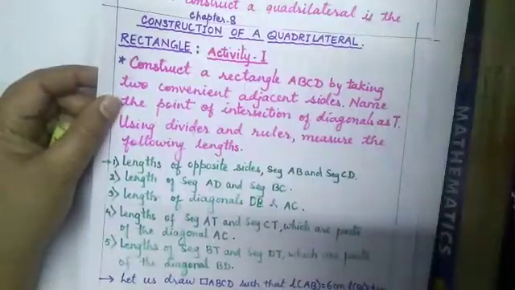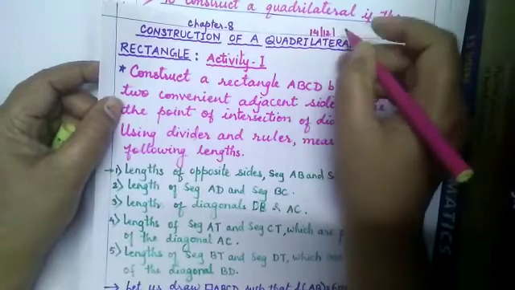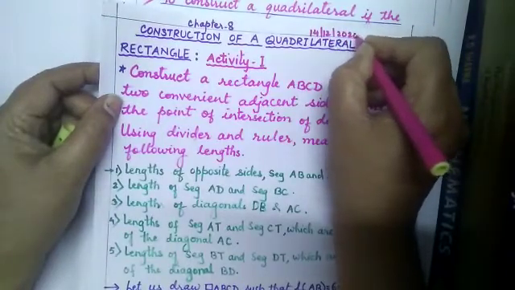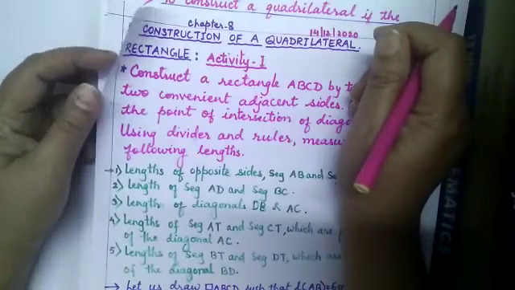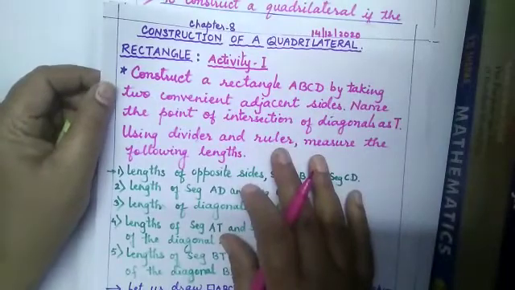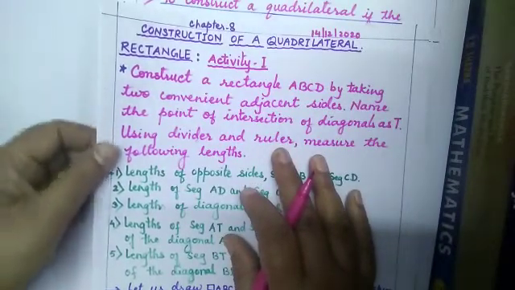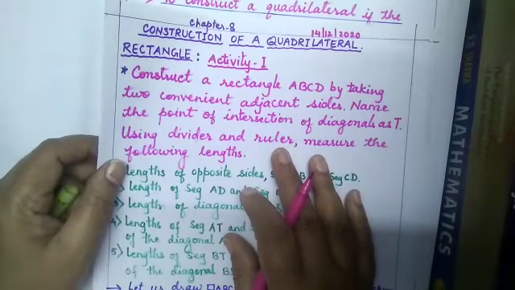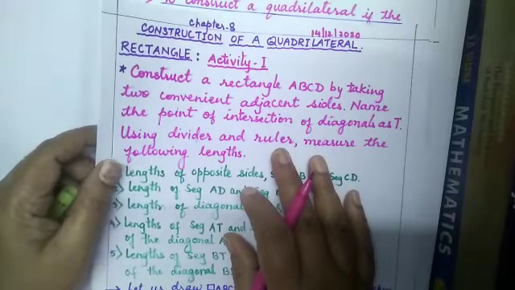Good morning, children. Today is 14th December, and children, in the previous part, what we have seen is the construction of quadrilaterals and the properties of rectangle, square and rhombus. Okay, today we are going towards the activity of rectangle, square and rhombus. The activity is given on page number 45 and 44.